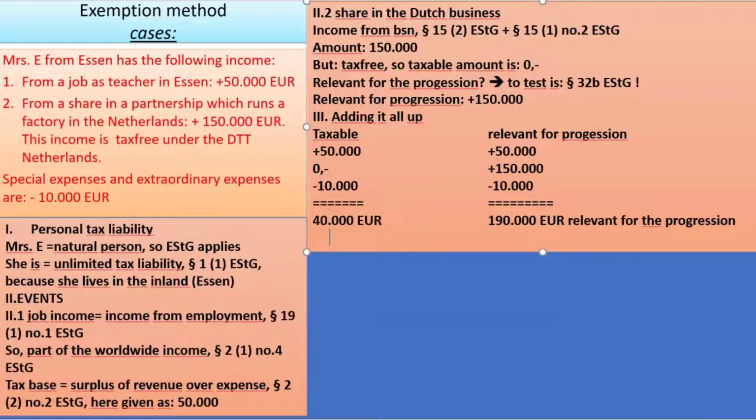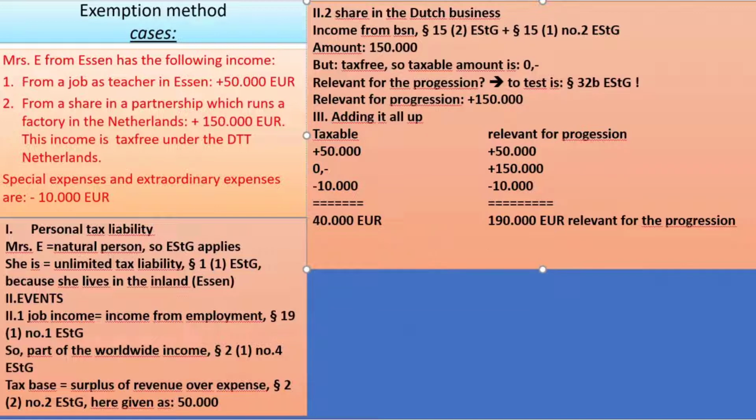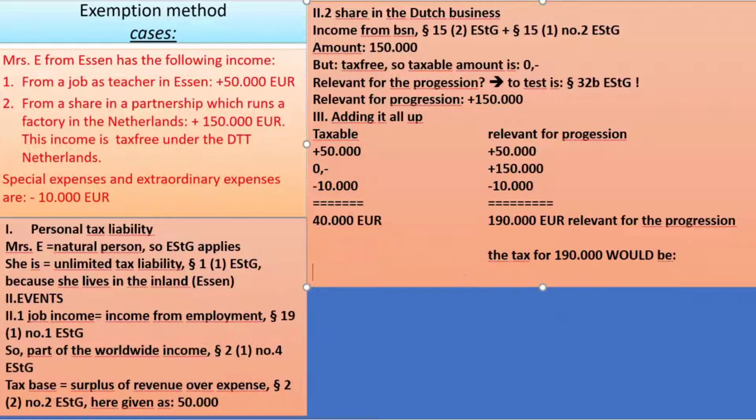Now, if we want to calculate what is relevant for the progression, the tax for 190,000 would be 0.40% minus a correcting factor, 9,000. Oh my God, what was it? 9,000. Let me look it up.